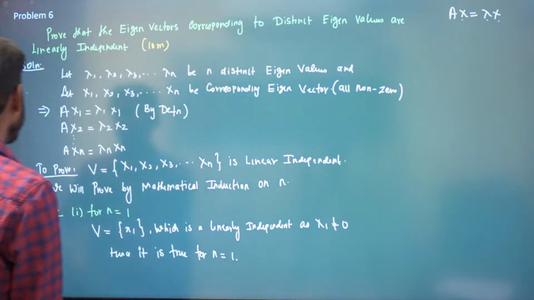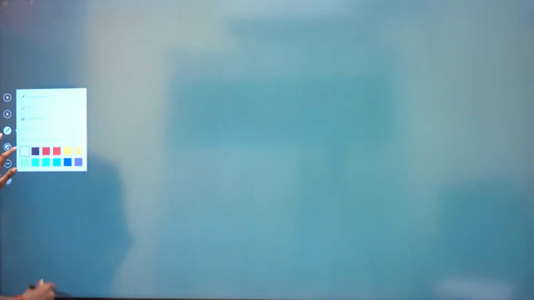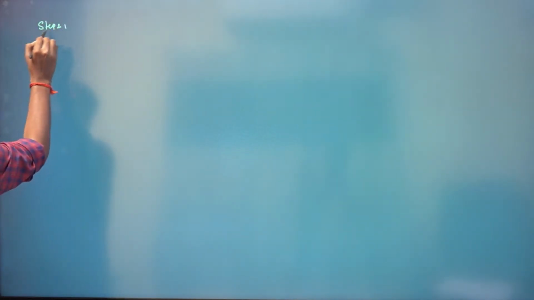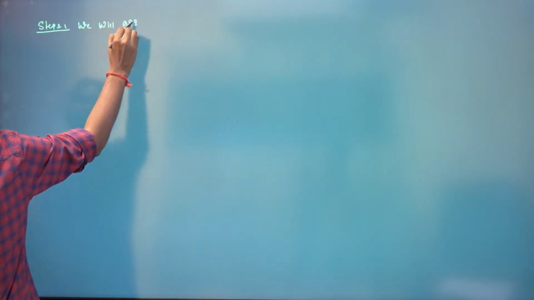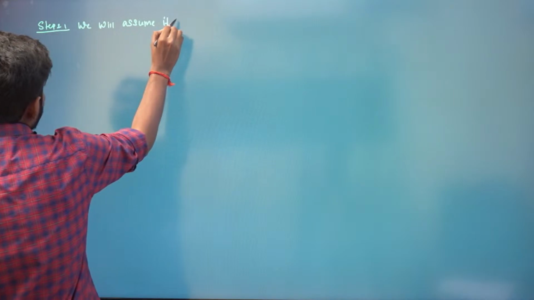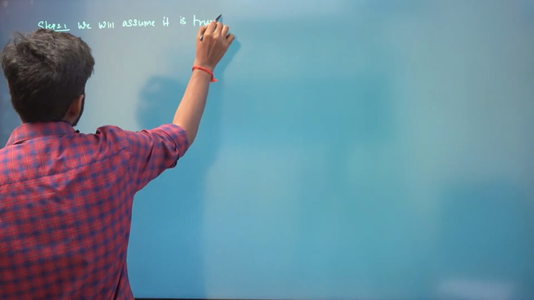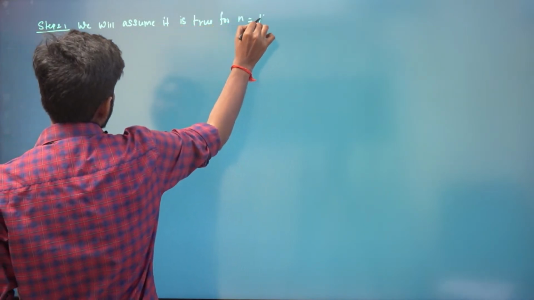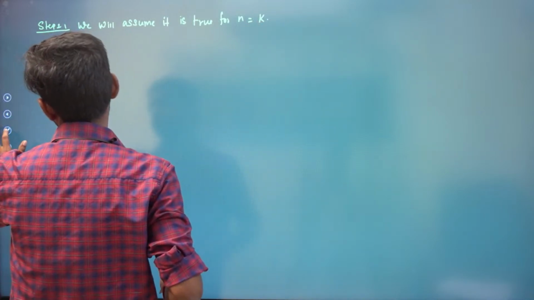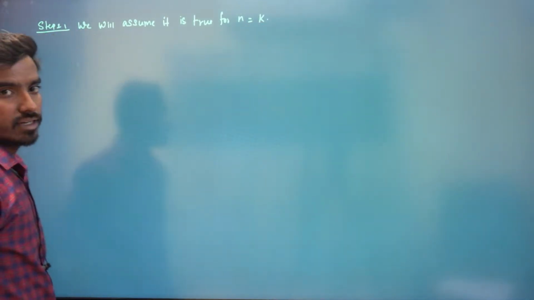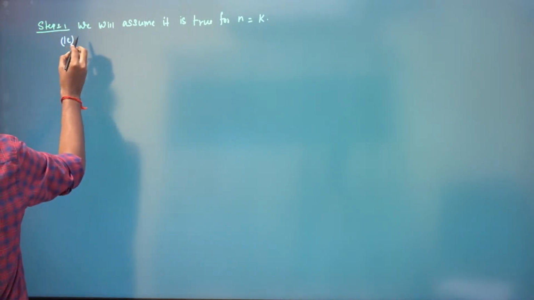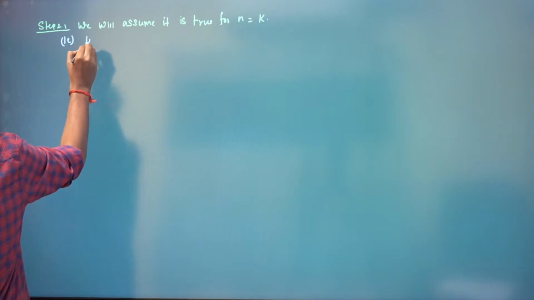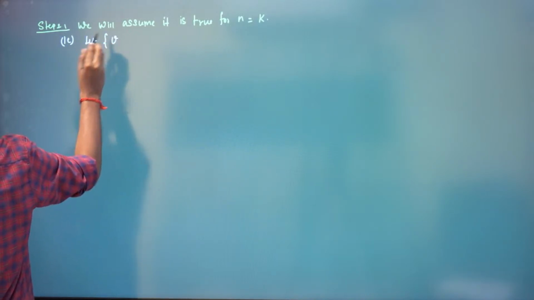Now we will assume it is true for n equal to k. This is step 2, right? Step 2. We will assume it is true for some n equal to k, right? So we'll assume that for n equal to k, it is linearly independent. That is, let us assume it is true for n equal to k. So let us assume x1.